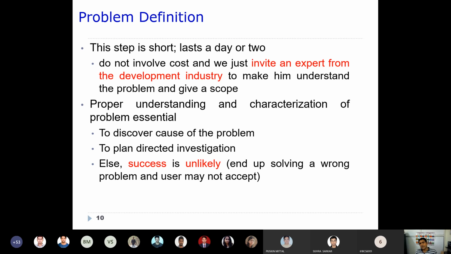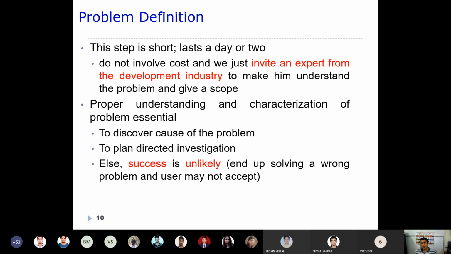Then we make him understand what the problem is that they are experiencing within the organization, and try to find the scope. Proper understanding and characterization of the problem is essential. You need to properly understand the problem first, and then try to see some of the characteristics of this problem. If those characteristics are there, then only can you say that it is a problem. We'll see about those characteristics.